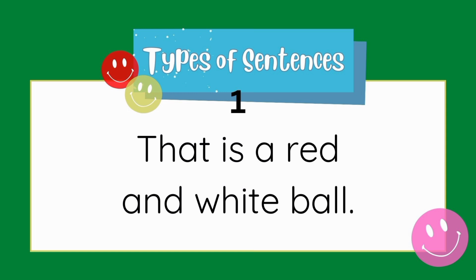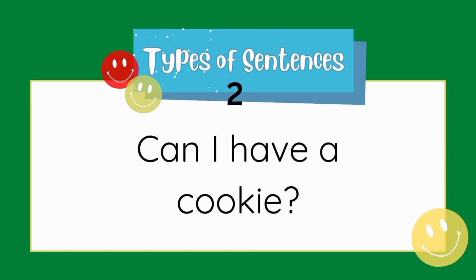Declarative sentence. Number two. Can I have a cookie? Take a moment to think about the sentence, and then say aloud which type of sentence it is. Interrogative sentence, right, that's great.